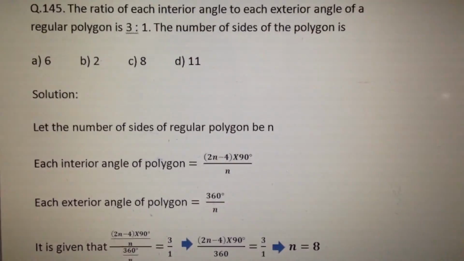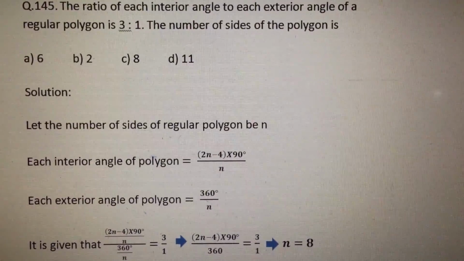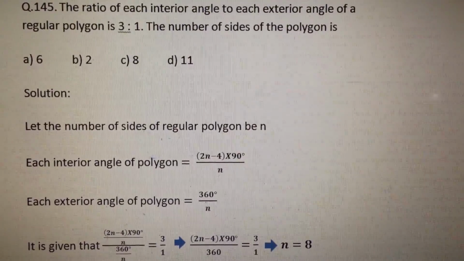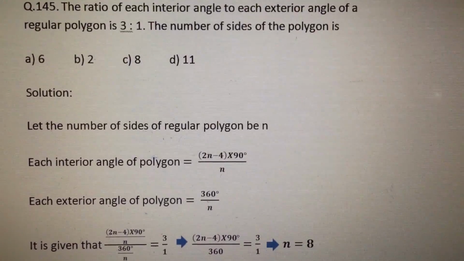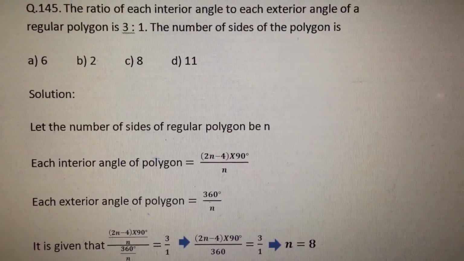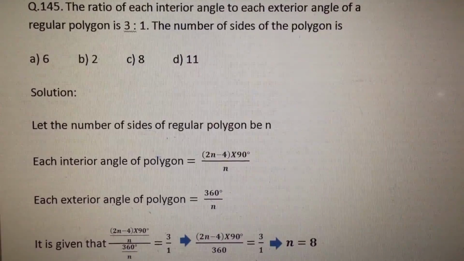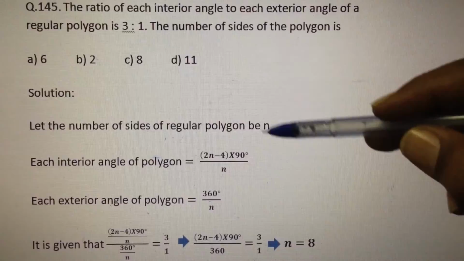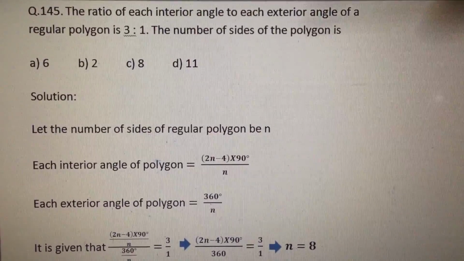The ratio of each interior angle to each exterior angle of a regular polygon is 3:1, the number of sides of the polygon is. Let us assume the number of sides of the regular polygon be 8. Let us assume it as n. Sorry, not 8. Let us assume it as n.